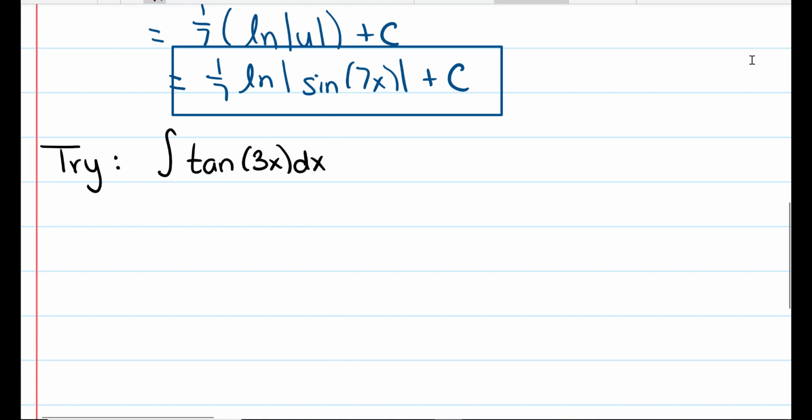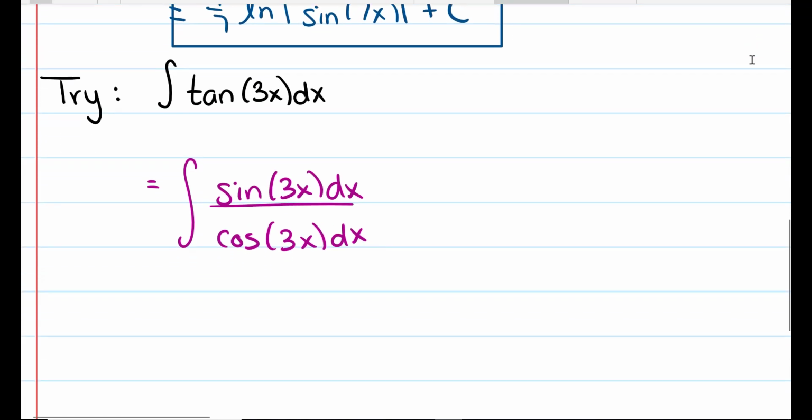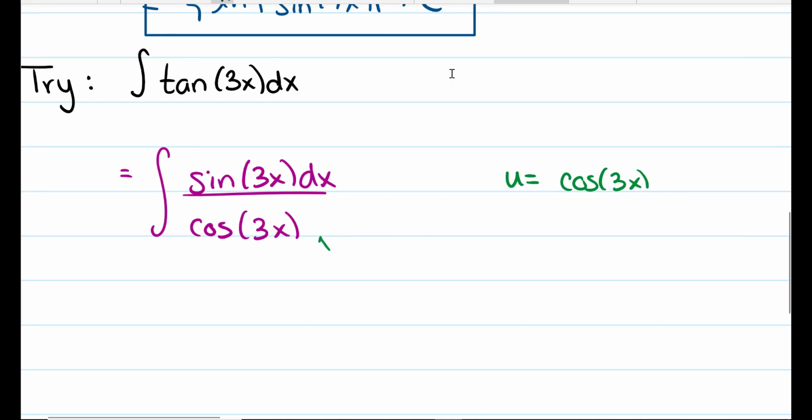So first of all, I know that tangent's equal to sine over cosine. So this becomes the integral of sine of 3x dx divided by cosine of 3x. And then here's where I need to do my u sub. I'm going to let u equal cosine of 3x because cosine's in the denominator. Notice that I erased a dx from right here. I don't know why I wrote it there. It shouldn't be there.